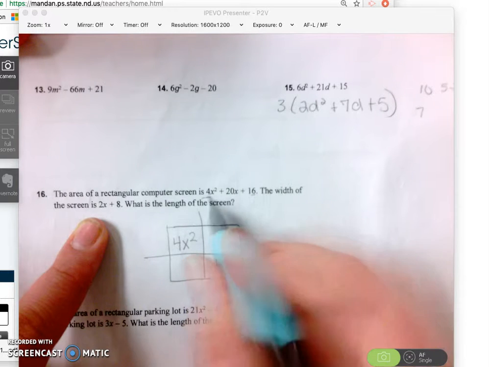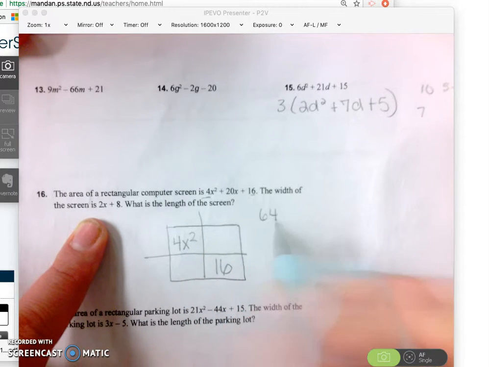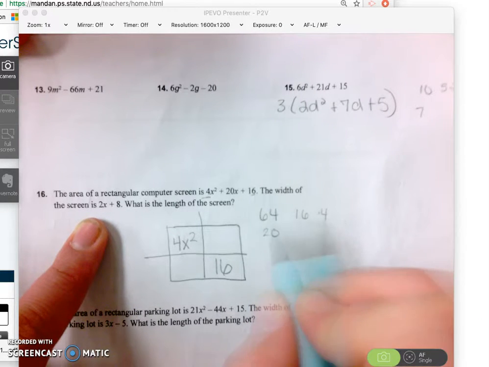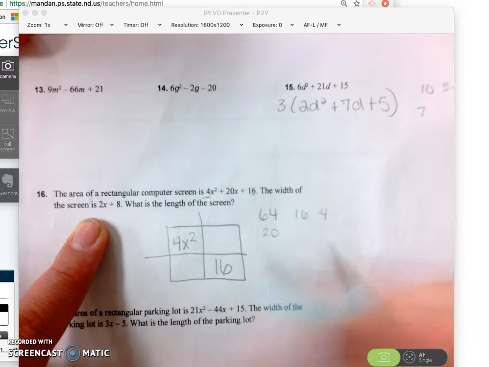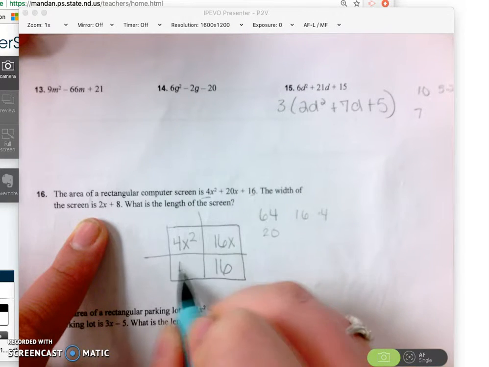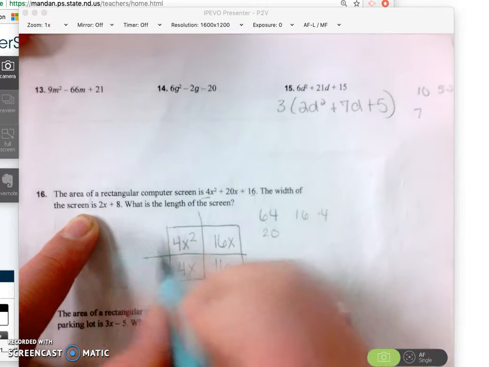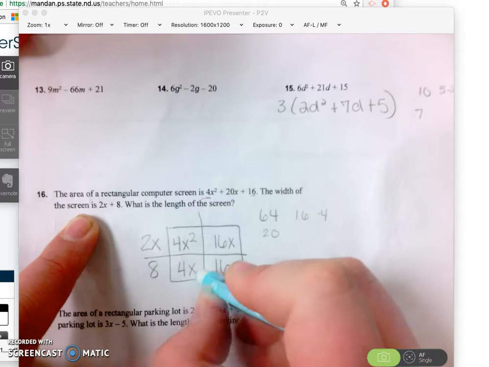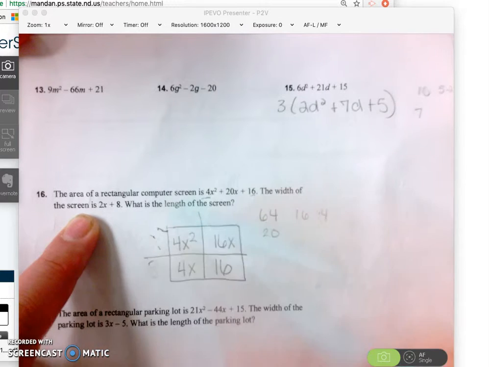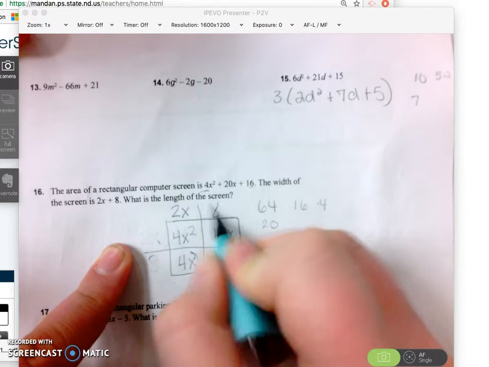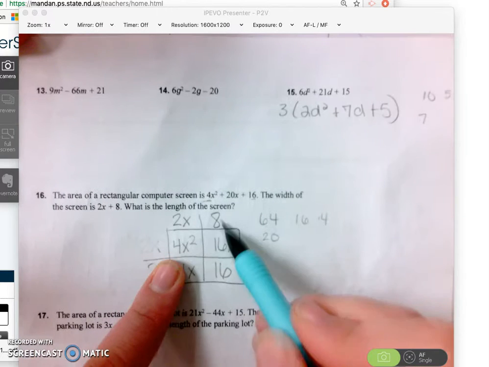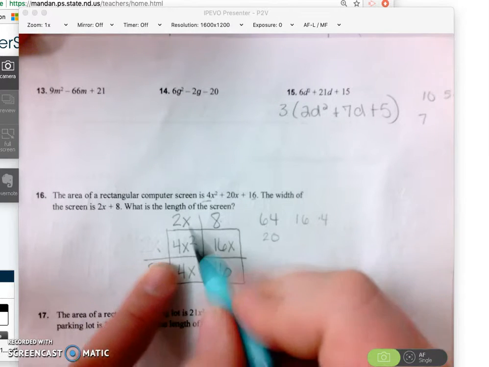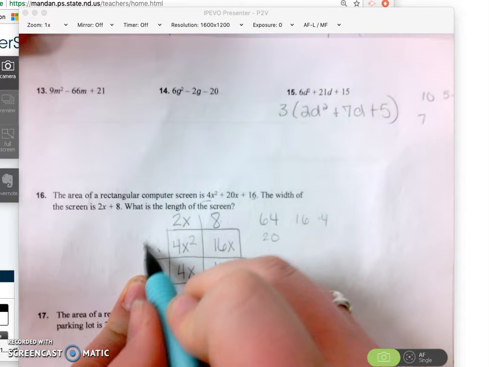So I'm taking these, so factors of 64 that add up to 20. So 16 times 4 multiplied together gets me 64, added together gets me 20. So 16x and 4x. Now I already know one of mine, so 2x and 8. Now I'm actually going to put that up here. 2x and 8. If I look at this, I factored out an 8 out of this, a 2x out of this, and what's left? So 2x, I would have to have another 2x.